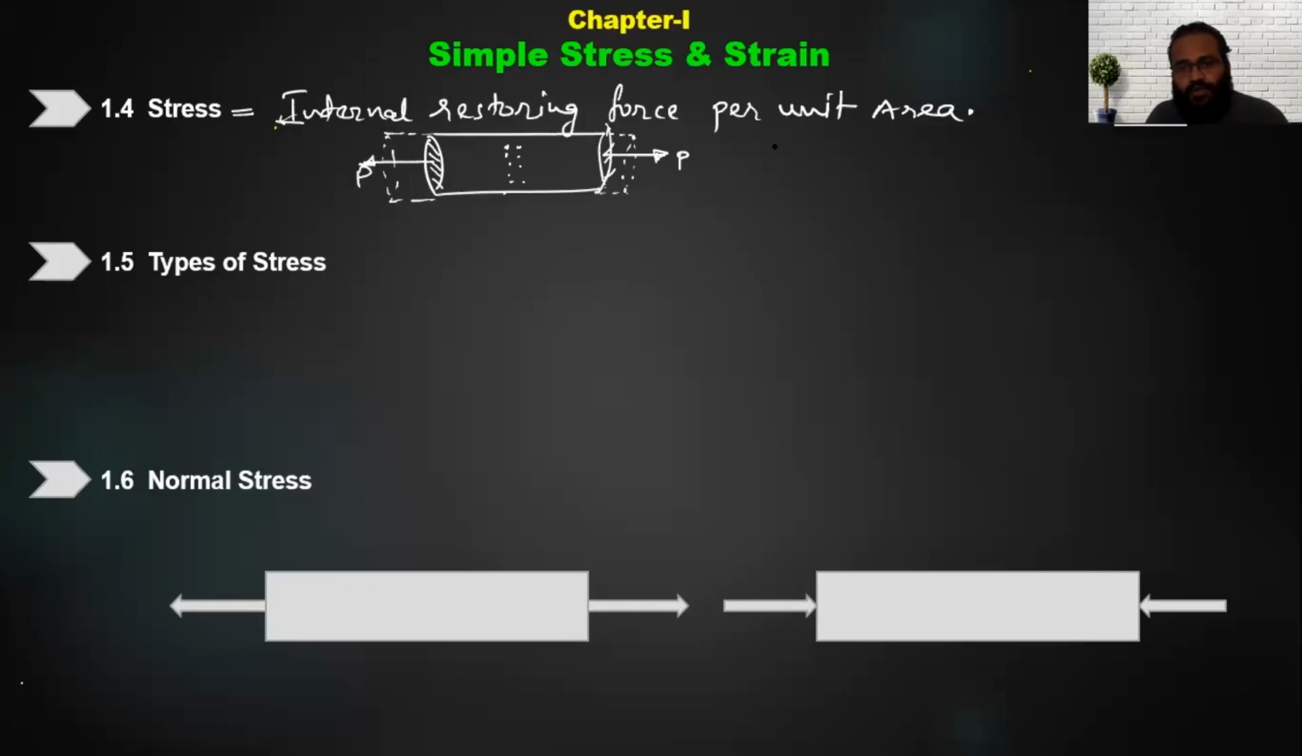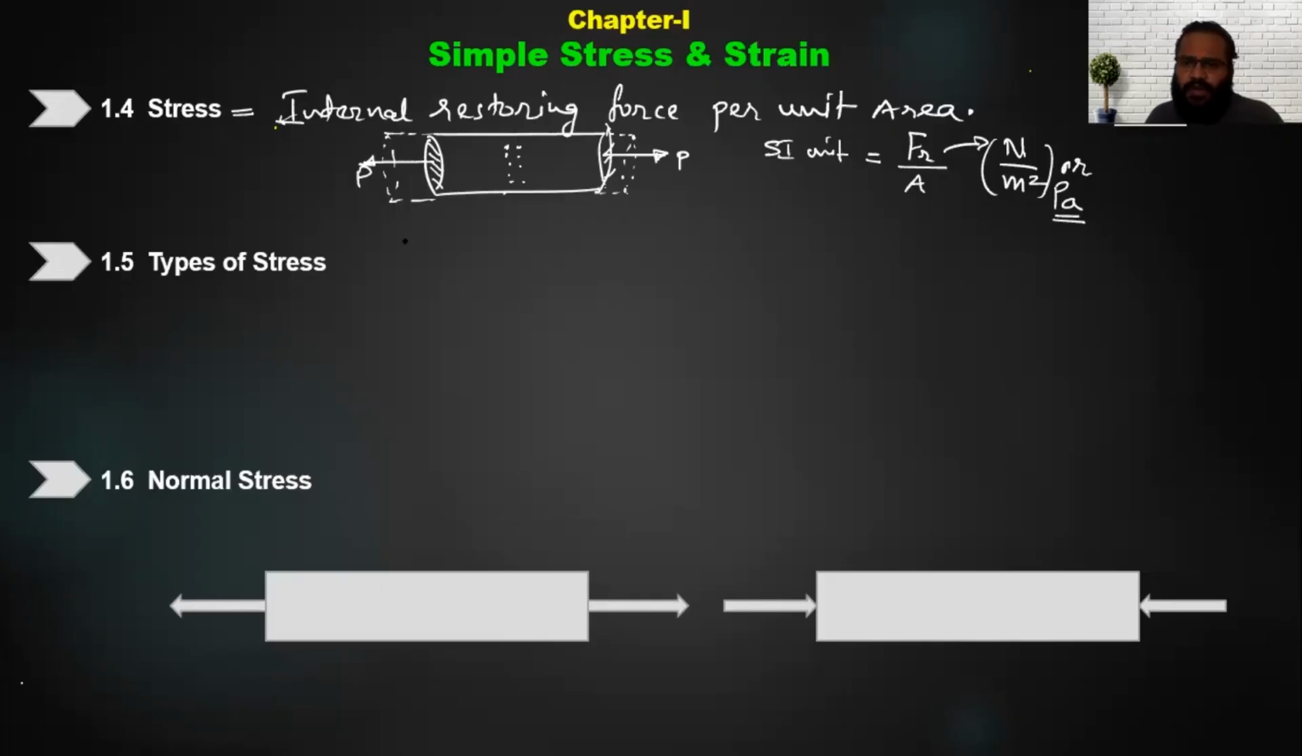Now, internal restoring force per unit area we have seen. Now what will be the SI unit? As you know, it is force per unit area, or we can call it restoring force upon area. So the force unit is Newton, and the area is meter square. So the SI unit is Newton per meter square, or in the SI system we also call it Pascal. So we can use Newton per meter square or Pascal. But as you know, in mechanics, all the dimensions we are using are in the metric system. In engineering mechanics or mechanical engineering, the dimensions we measure are majorly in millimeters, and all the basic units we use are in millimeters.